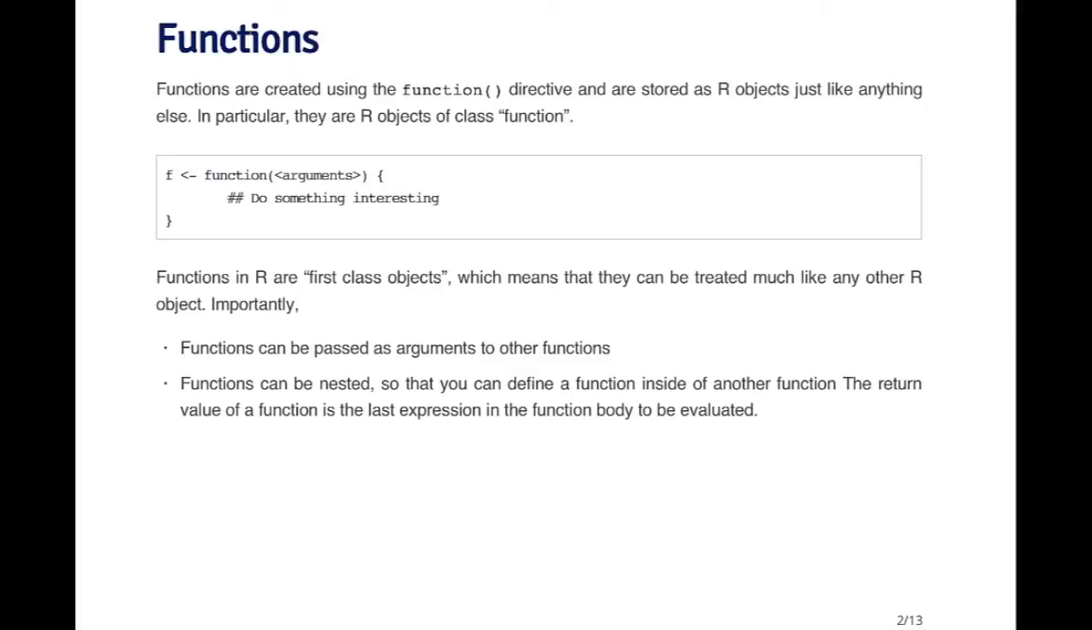One nice thing about R is that functions are considered what are called first-class objects. So you can treat a function just like you can treat pretty much any other R object. Importantly, this means that you can pass functions as arguments to other functions. This is actually a very useful feature in statistics. Also, functions can be nested, so you can define a function inside of another function. And we'll see what the implications of this are when we talk about lexical scoping. The return value of a function is simply the very last R expression in the function body to be evaluated. So there's no special expression for returning something from a function, although there is a function called return, which we'll talk about in a second.